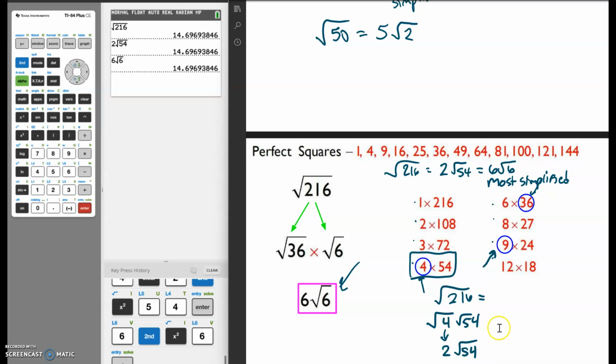So how could you get that with 2 times the square root of 54? Well, if you kept going, 54 is 9 times 6, with 9 being a perfect square.